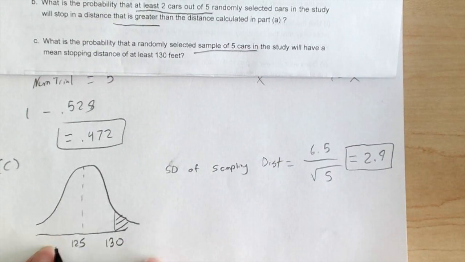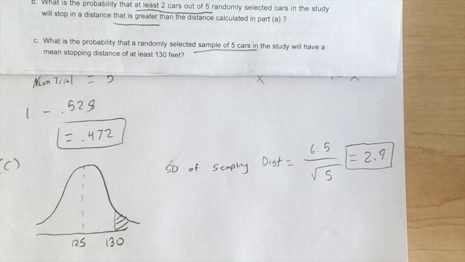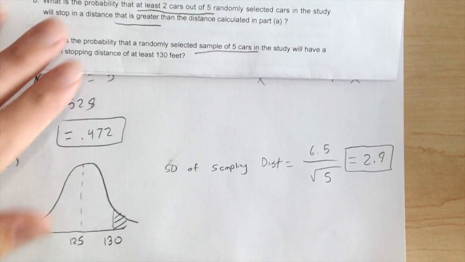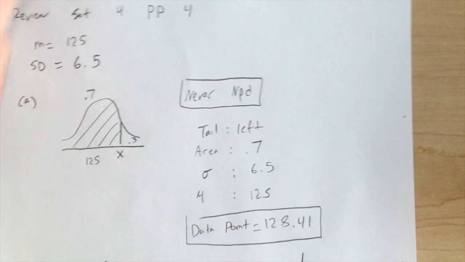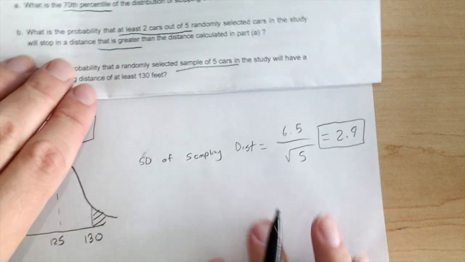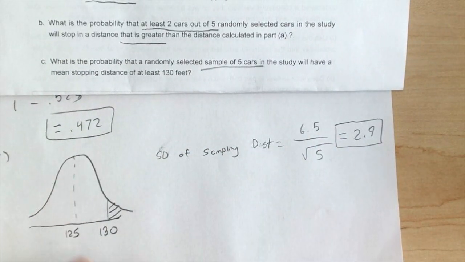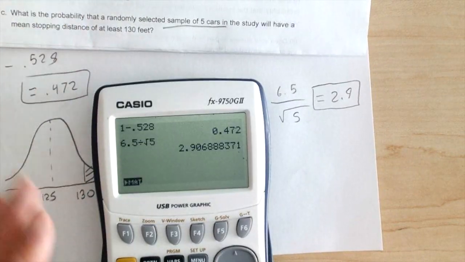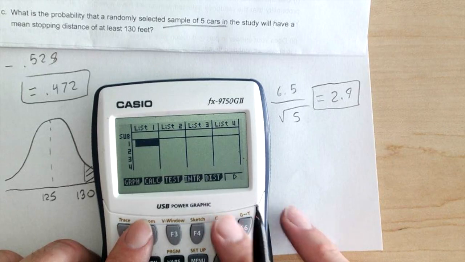That gives us context, and we can already predict the z-score is going to be like 1.7 or something like that, because this and this are 5 apart, and this is 2.9. Does that make sense to everyone? So for a single car, this is the distribution with this standard deviation. But if we're taking samples of 5 cars, this is the standard deviation for how much they vary. And once you have your standard deviation, mean, and data point, you can plug it into the calculator, and I'm going to use that approach this time.